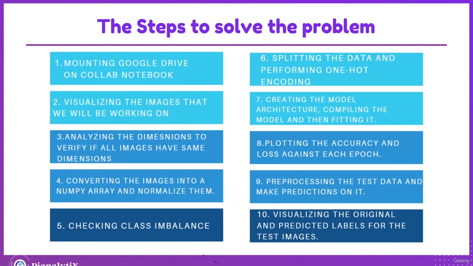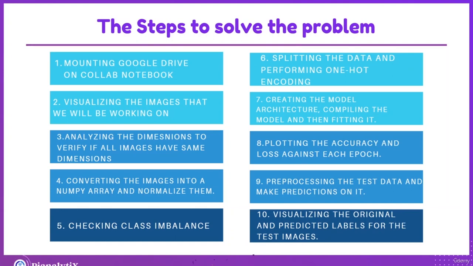After that, we will check for class imbalance. We will check how many images are there per class. Next, we will split this data and perform one-hot encoding on the target data. After that, we will create the model architecture in which we will define different layers that will be used, like conv2D or max pooling 2D and all that. Then we will compile the model using the loss, optimizer and metrics, and finally we will fit the model.